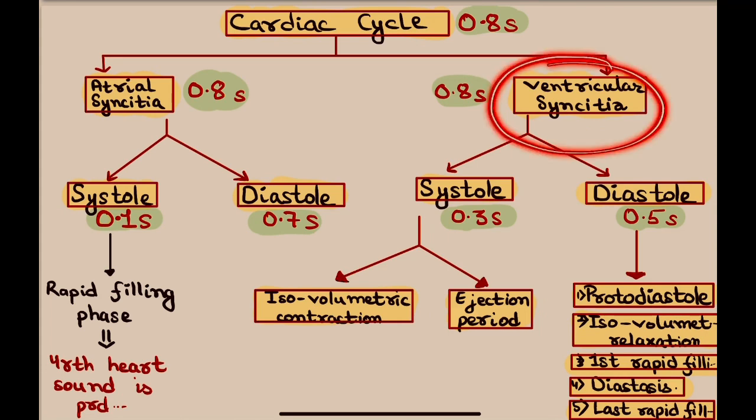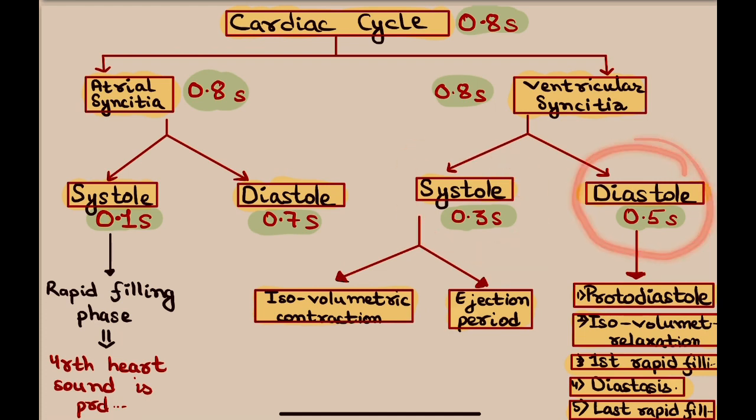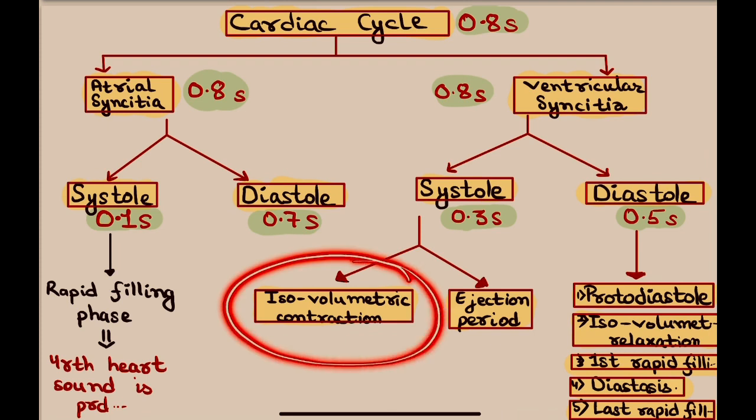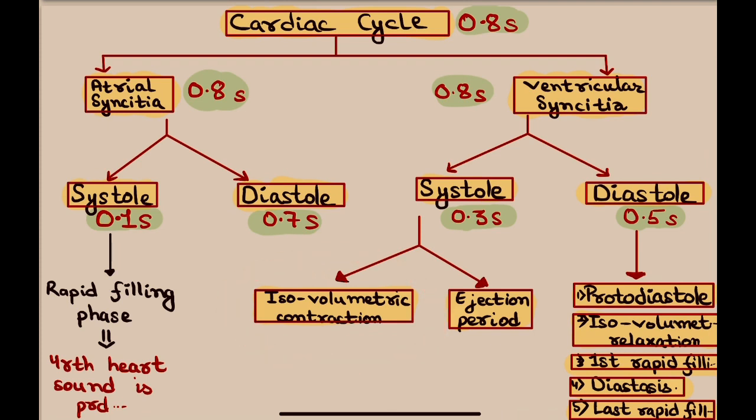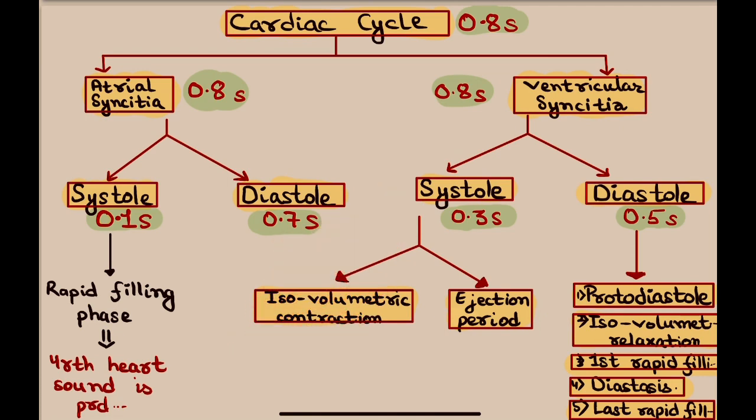Now we have ventricular systole and diastole, which also total 0.8 second. At 0.3 second we find the systole, and at 0.5 second we find the diastole. In systole we have isovolumetric contraction. Isovolumetric contraction means there is no change of volume in the ventricles, only pressure increases, and the valves present between the atria and ventricles, and at the aorta and pulmonary artery, are closed. So at this time there is no change in volume, only a pressure increase, so it is isovolumetric contraction.